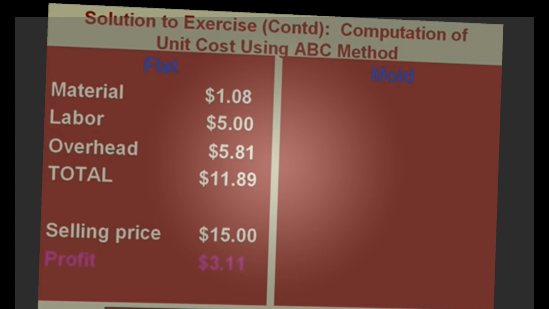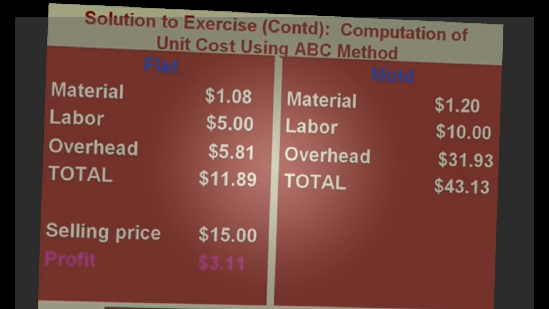For the mold, the material $1.20 per unit, labor $10 per skateboard, overhead $31.93 per skateboard. So you get a total of $43.13. The cost, selling price $25. So you actually make a loss of $18.13 for mold.